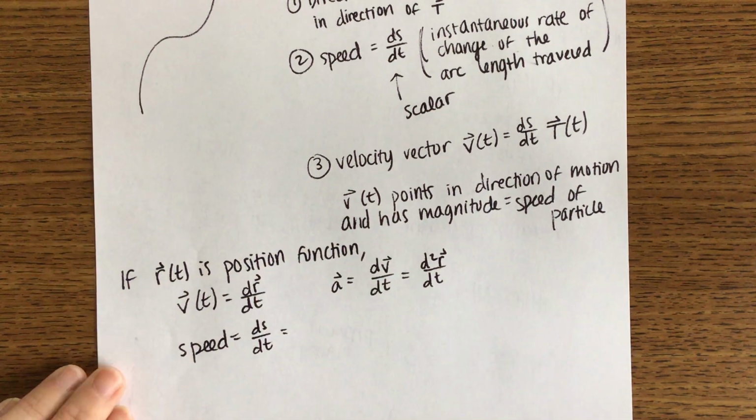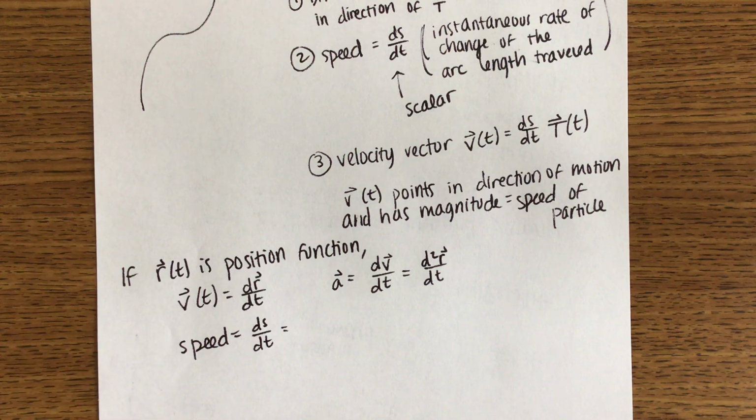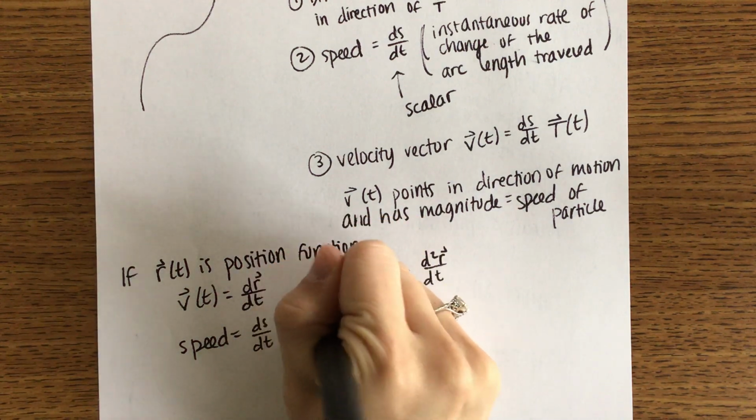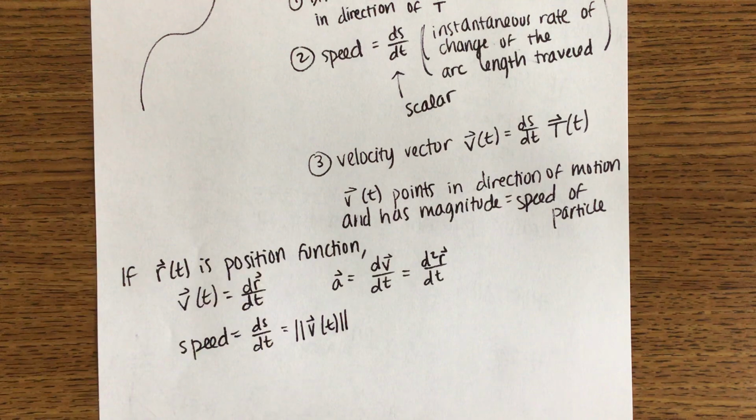Practically, how do I calculate speed? Any ideas? What is speed most closely related to? Velocity. So you guys remember velocity has a direction. And so speed is the magnitude. It doesn't have the direction, though. So to find speed, you're taking the norm of velocity, or the length of velocity.